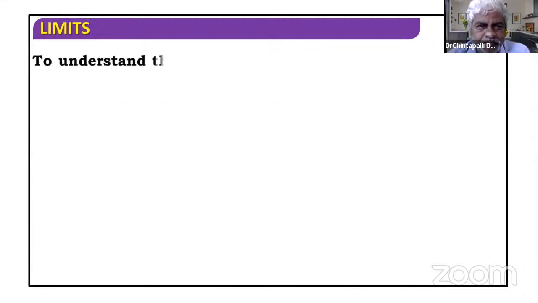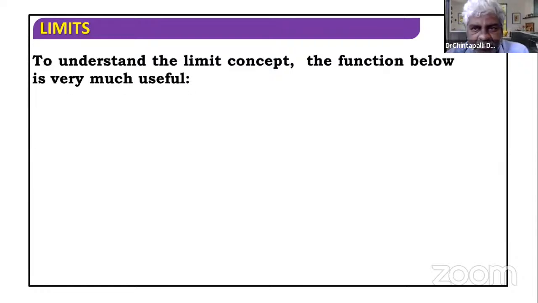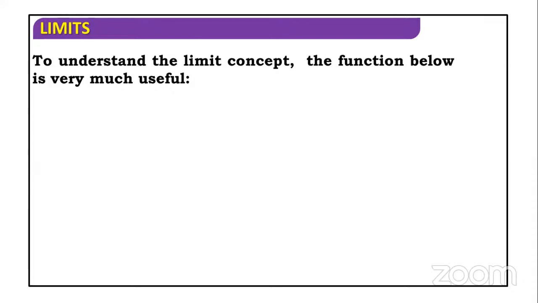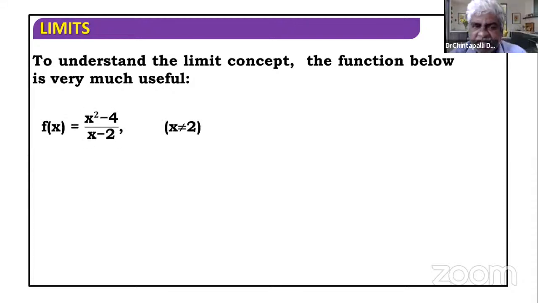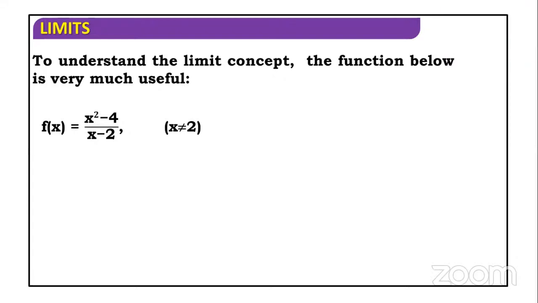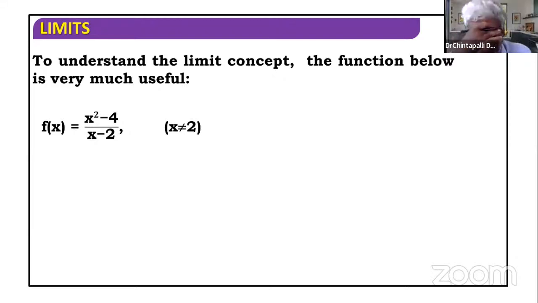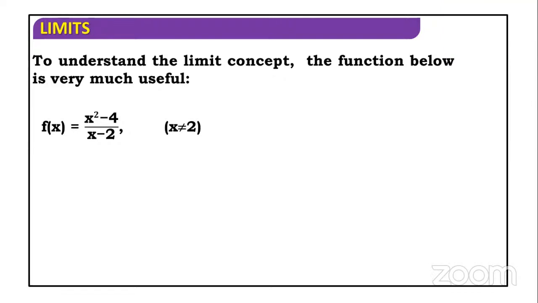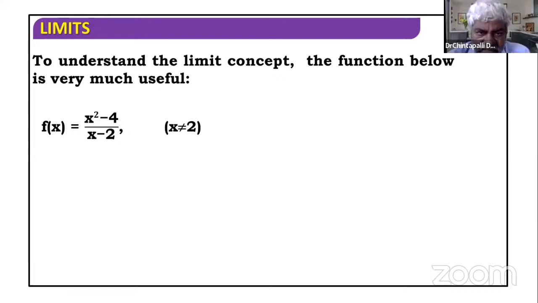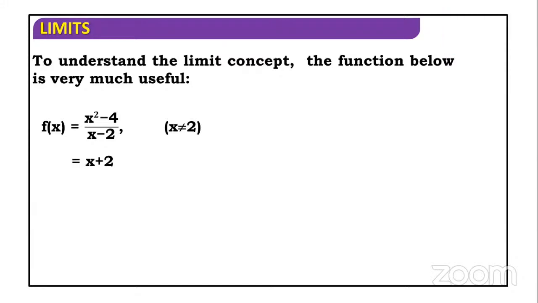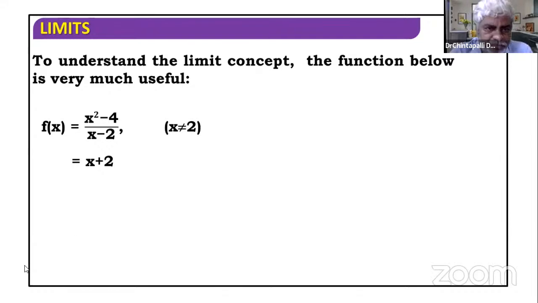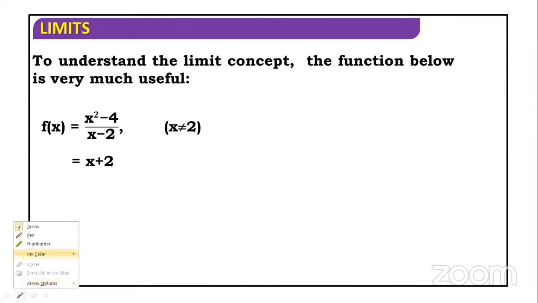Next, to understand the limit concept, the function below is very much useful. We used the same function. Do you remember? Yes, sir. That function is f of x equal to x square minus 4 by x minus 2. If x is not equal to 2, it is equal to x plus 2. You know how x plus 2 comes from this equation? Yes, sir. When we factorize it with a square minus b square, x minus 2 times x plus 2, and x minus 2 gets cancelled.